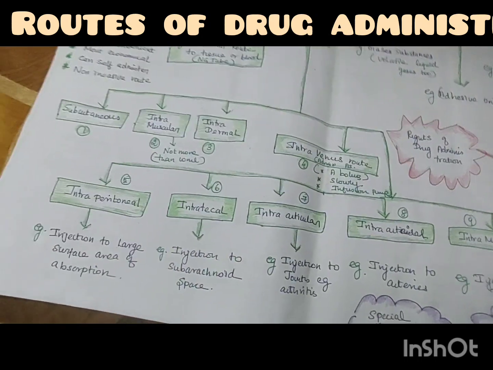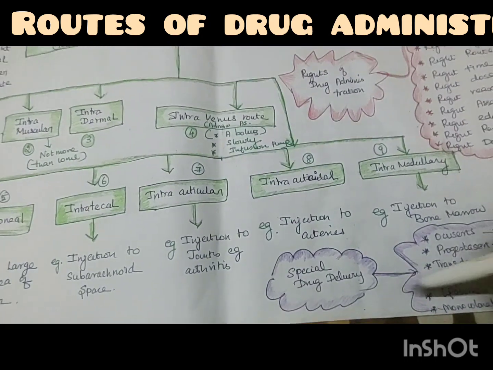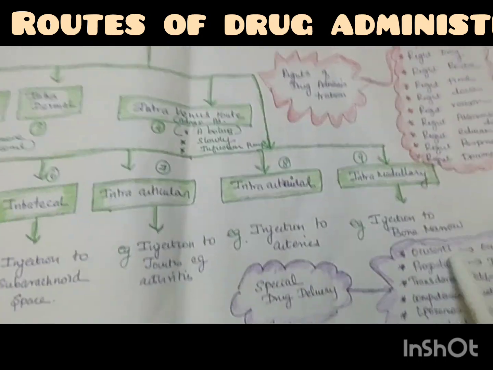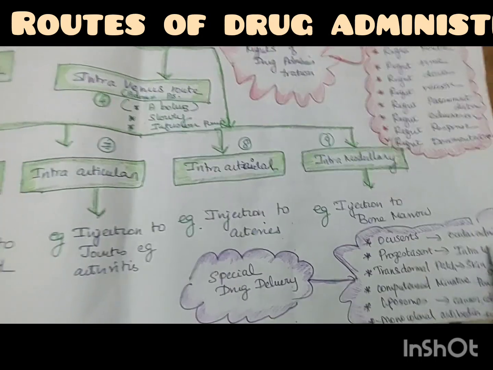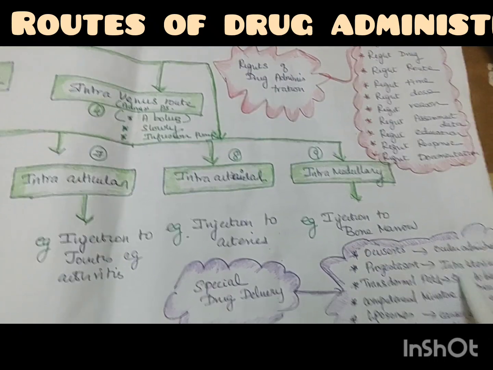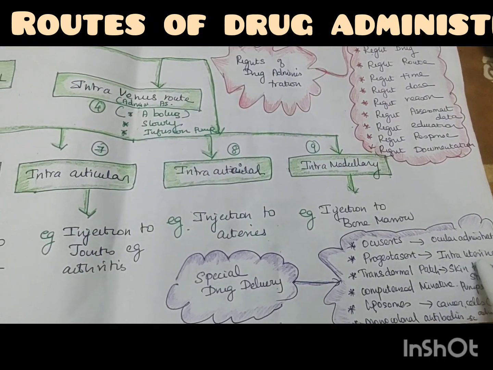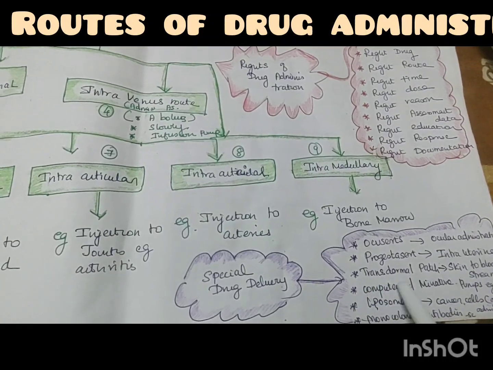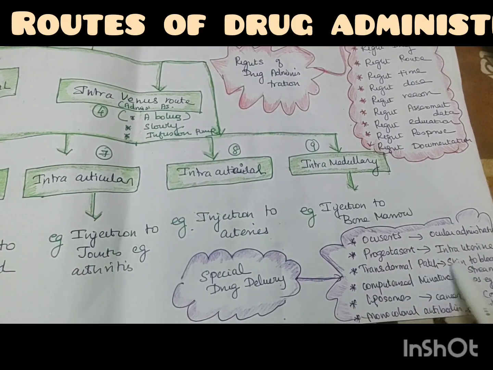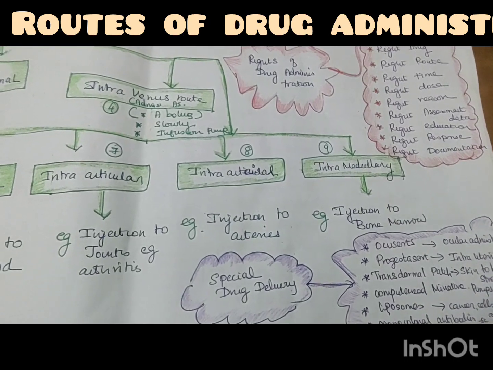Other than that, drugs are delivered in other forms. Like Ocusert, which is called ocular administration, in the eye drops. Progestasert is given intrauterine. And the transdermal patch goes to the skin, and from the skin it goes to the bloodstream.